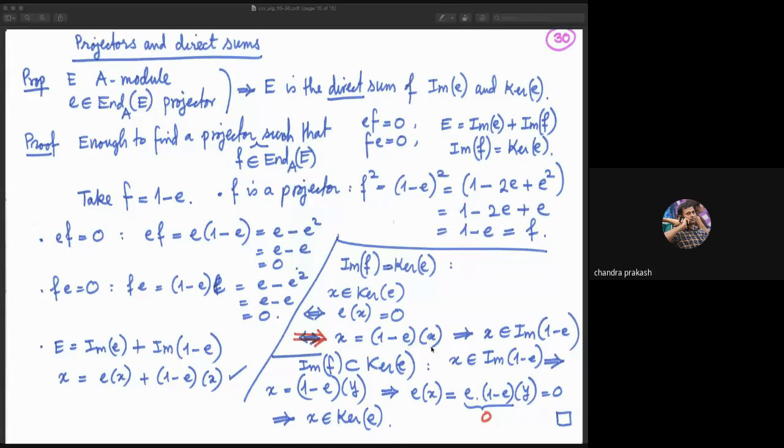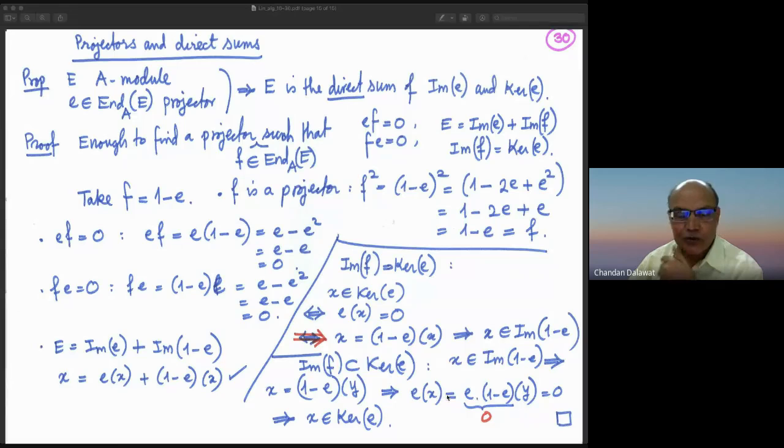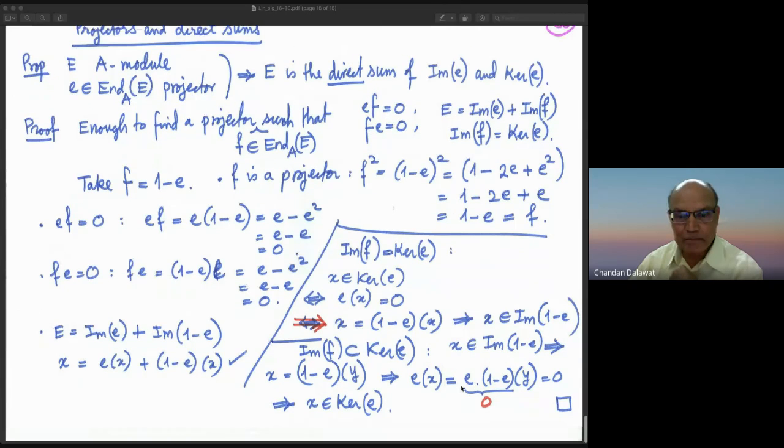Could you switch off your mic, please? I mean, the other people who are not speaking right now are requested to switch off their mics so that there's no noise here, right?